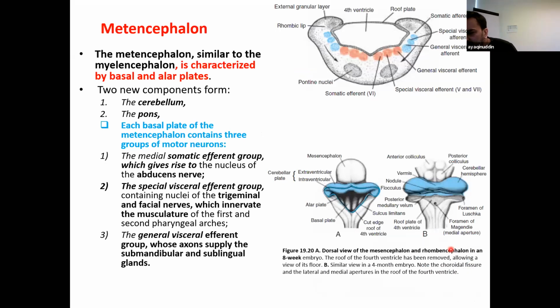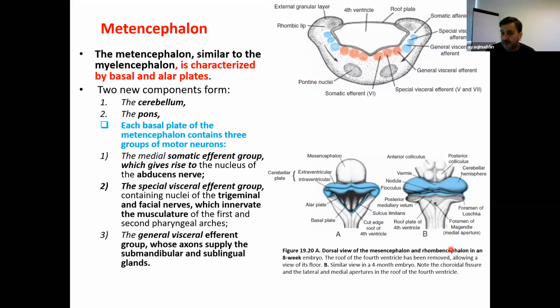Now we are coming to the metencephalon, which is part of the rhombencephalon, the cranial part of the rhombencephalon, just above the pontine flexure. The metencephalon is also characterized by both basal and alar plates, similar to the arrangement which you have seen in the myelencephalon, that medially there is basal plate, and laterally there is alar plate. The medial part or the basal plate is going to give rise to the motor neurons, and there are subsets of motor neurons which you are going to see, and the alar plate is going to give rise to the sensory set of neurons.